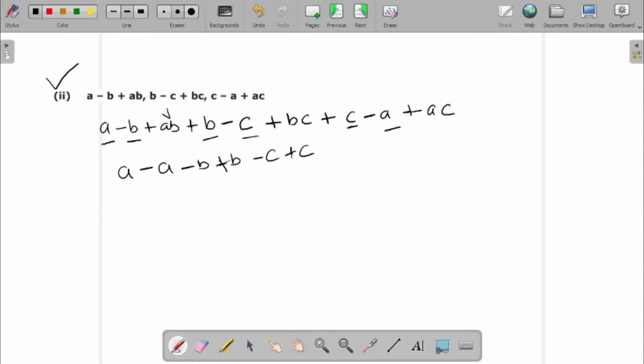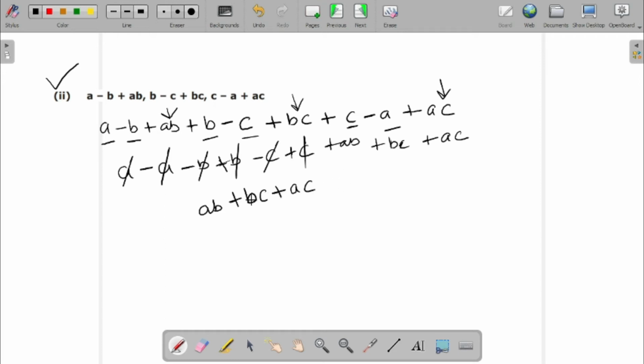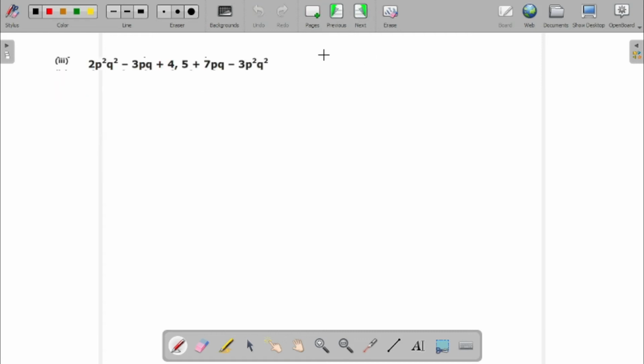Then we write this AB. Then we write BC. Then we write AC. Now after this, plus A minus A cancel, minus B plus B cancel, minus C plus C cancel. So what is left? AB plus BC plus AC. So this will be your answer. So this is about the second part. Now we move to the third part.